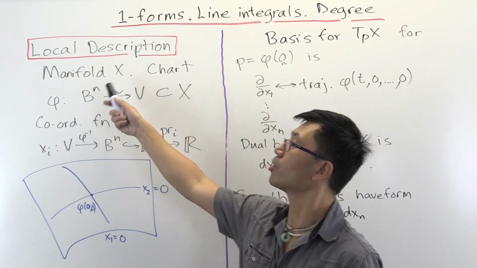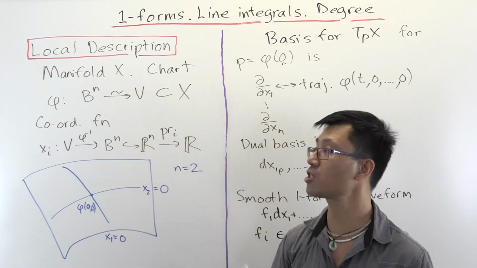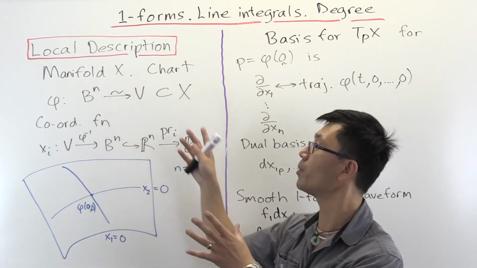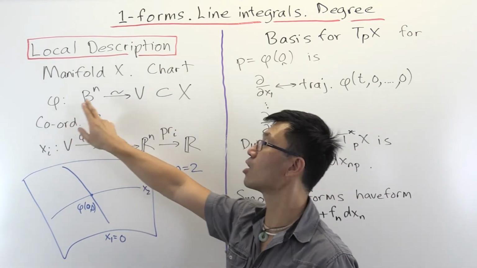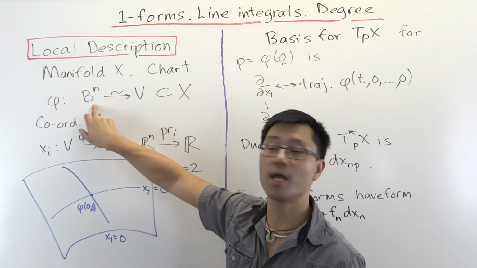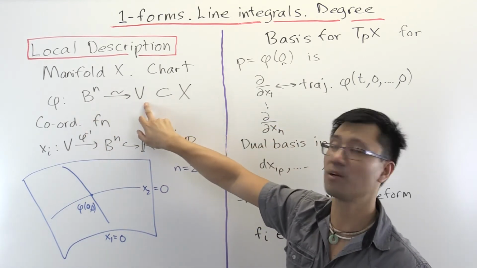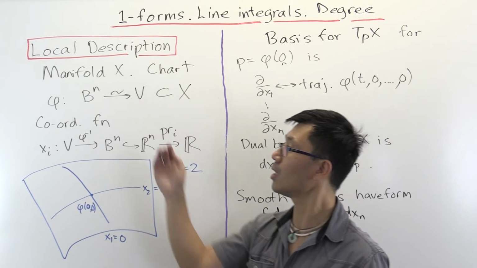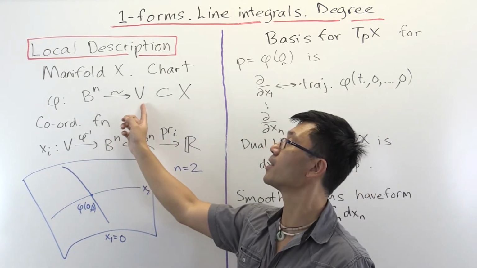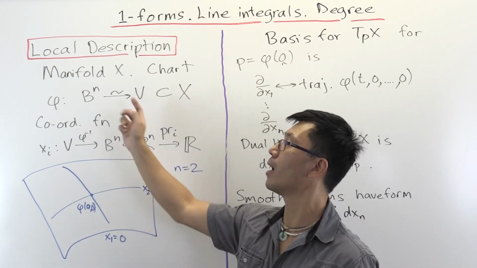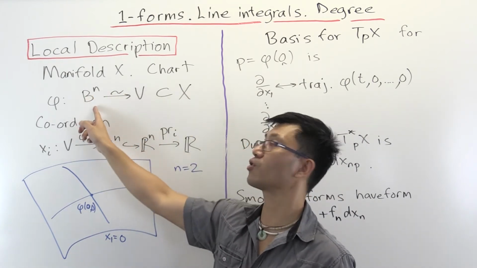Okay, so to do that, we'll consider a smooth manifold X, and we'll just pick a chart. The chart will give us an open neighborhood of any point that we like. So we'll just pick one chart. Phi is going to be a homeomorphism from the unit n ball Bn to some open subset V of X. So one thing I want to do is to introduce the functions on this V here. And the way we'll do that is by using functions on Bn.